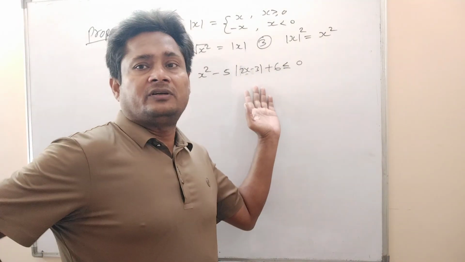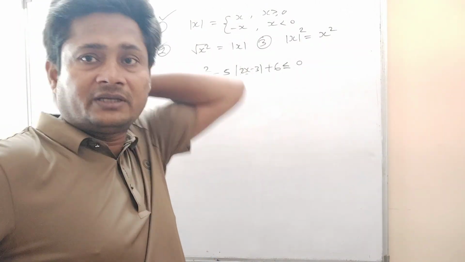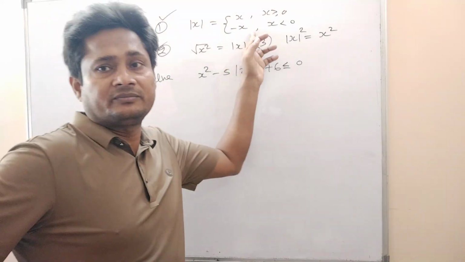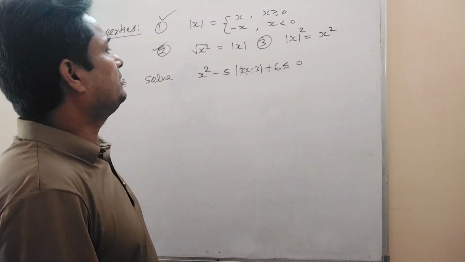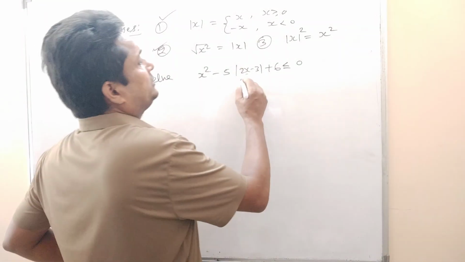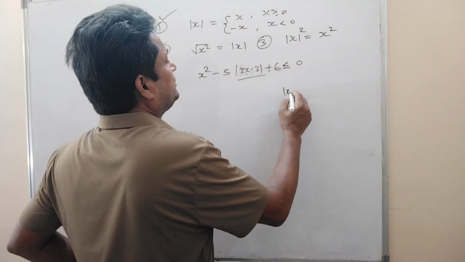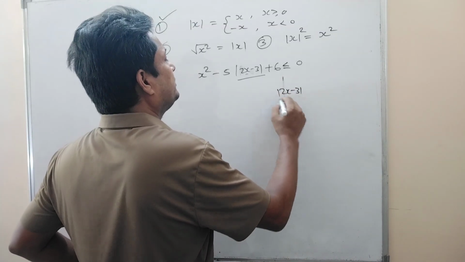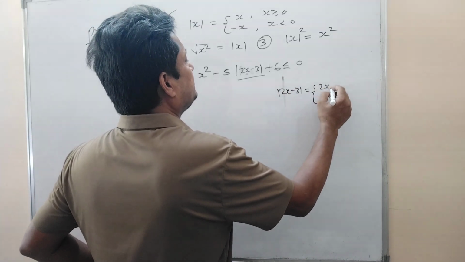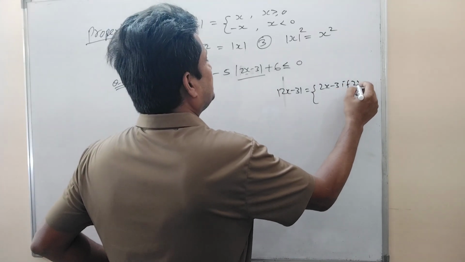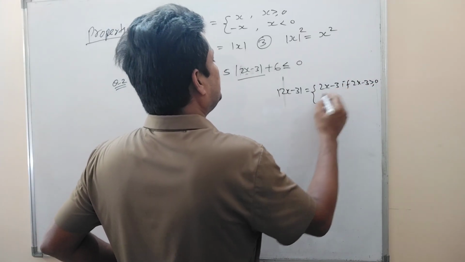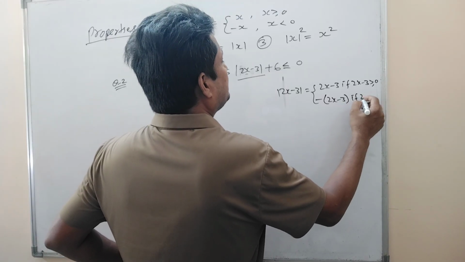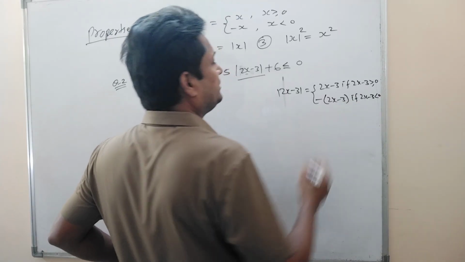This type of inequality we can solve by the same method, by using the first property. So how will you solve this type of question? This modulus 2x minus 3 mod can be written as what? 2x minus 3 if 2x minus 3 is greater than or equal to 0, and minus of 2x minus 3 if 2x minus 3 is less than 0.